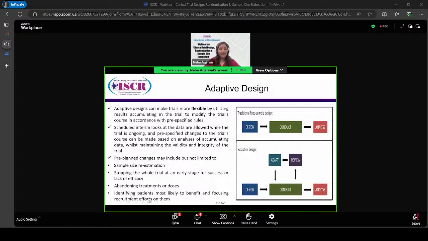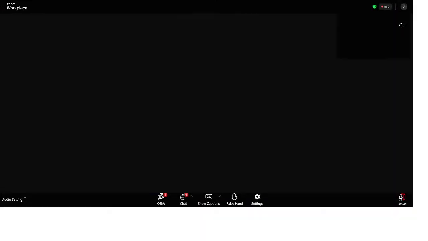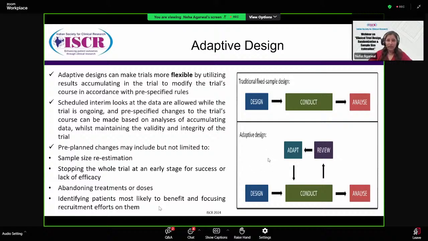Then last is identifying the patients who are most likely to benefit. While the trial is ongoing, we can do some analysis which helps to identify which patients are actually benefiting from this drug, and then we can take that subgroup and randomize them to active and control. So this is the enrichment adaptive design. I'm just giving a glimpse here. There are multiple types of adaptive design which we can do, and these are really helpful.